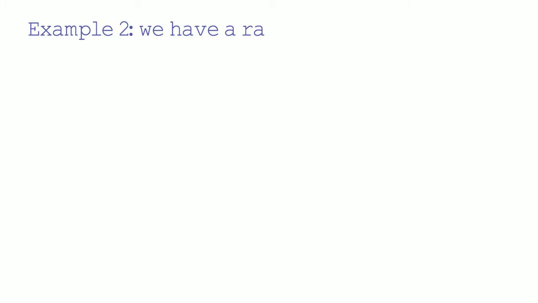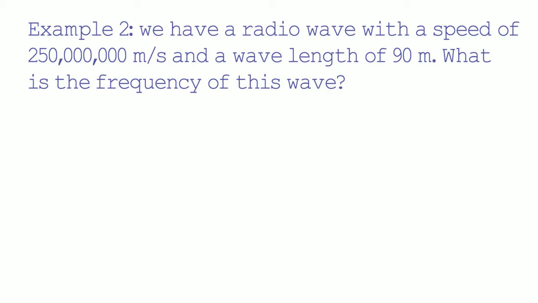So let's go through another example. We have a radio wave with a speed of 250 million meters per second and a wavelength of 90 meters. What is the frequency of this wave? In order to work this out, we need to slightly modify our equation. Initially we had V equals F times W, or lambda. I've put the formula triangle here, which has V on the top and then F times W on the bottom. We want to work out what F is.